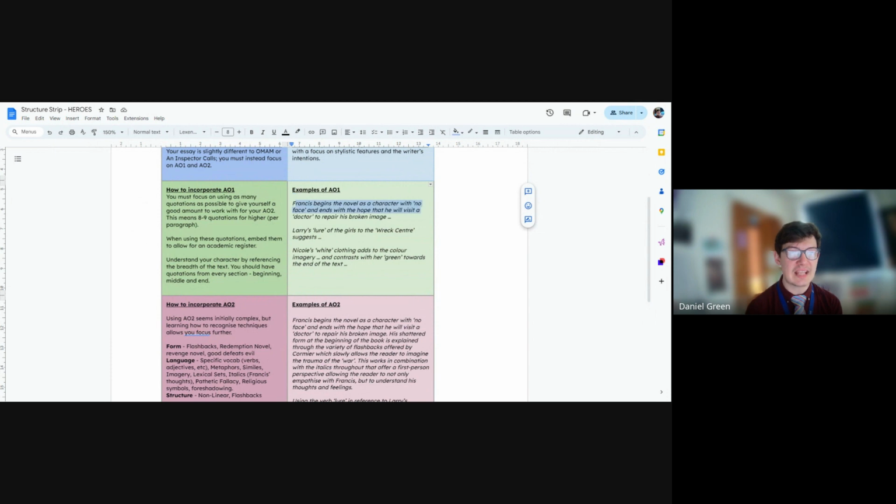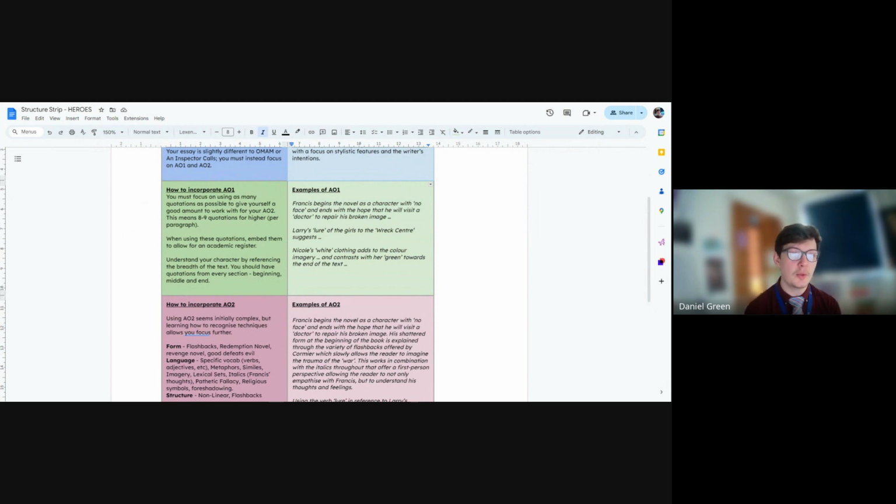Francis begins the novel as a character with no face and ends with the hope that he will visit a doctor to repair his broken image. I've embedded the quotations and I've also discussed character specifically. So I've discussed what the character is like without necessarily using a narrative approach. I've just stated things. Larry's lure of the young girls to the rec centre suggests, again, a good bit of AO1. I've started off with some knowledge and understanding of what the character is doing.